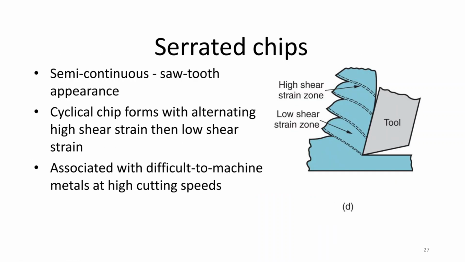Next is serrated chips. In this case you have high shear strain zones and low shear strain zones, and these alternate. So these are semi-continuous and have a sawtooth type of appearance. The cyclical chip forms with alternating high shear strain and low shear strain, and it is associated with difficult to machine metals at high cutting speeds.